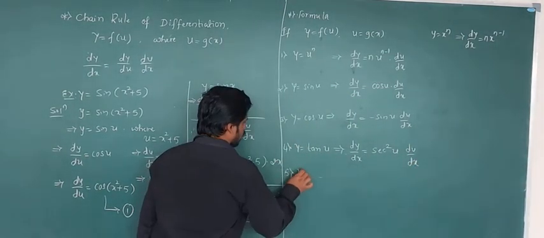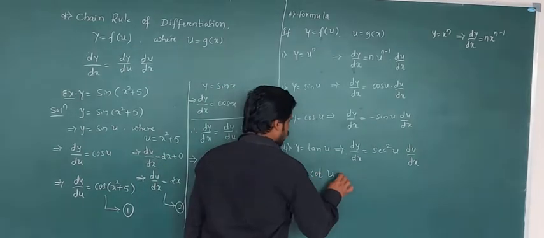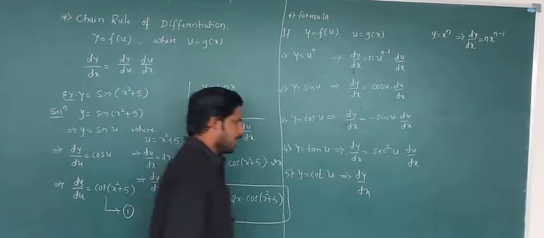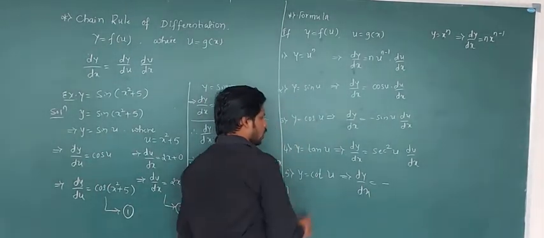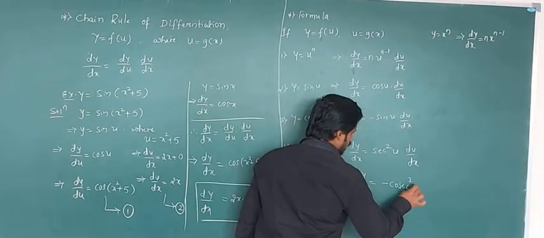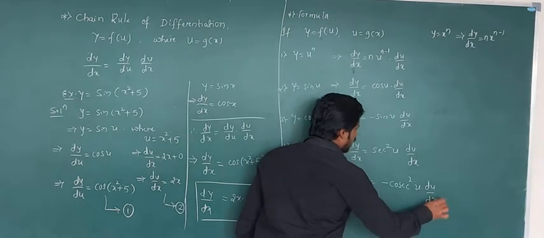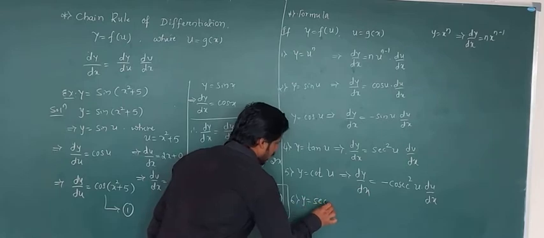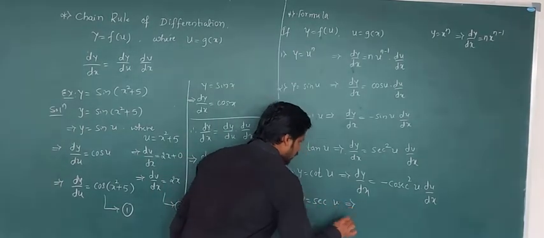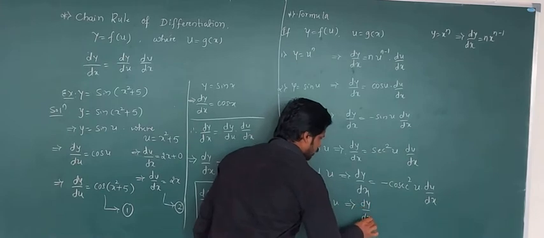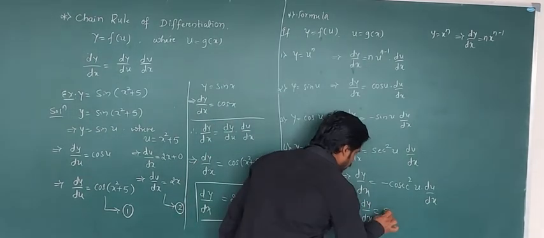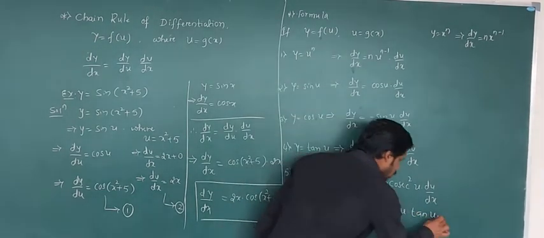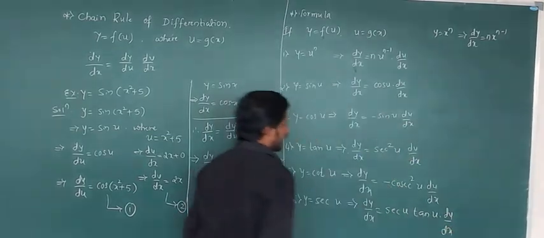Fifth one, y is equal to cot u. Then derivative of this function, here c is there. As I told you, all c's are negative, so therefore minus cot differentiation, that is cosec square u into du by dx. Similarly, sixth one, if y equal to sec u, then derivative of this function is dy by dx equal to sec u and tan u into du by dx.